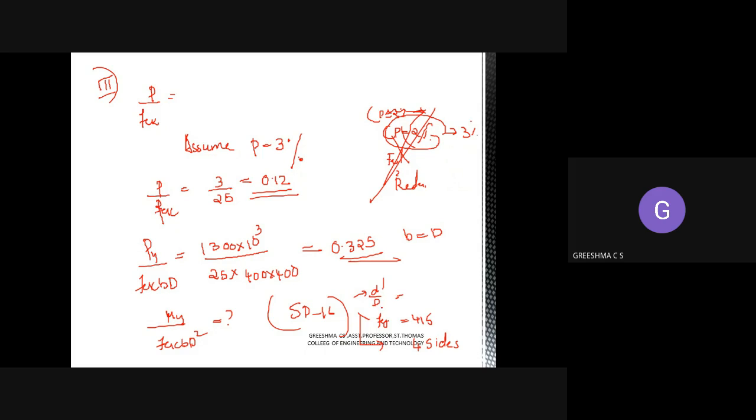d dash by d we don't know. So what does d dash mean? Cover. So d dash is the cover. Assume the cover as 40 mm. So 40 divided by 400, you will get d dash by d as 0.1.